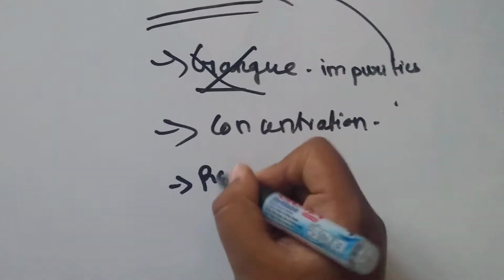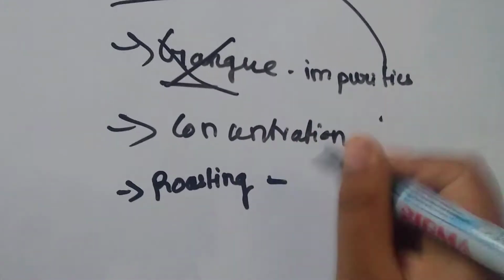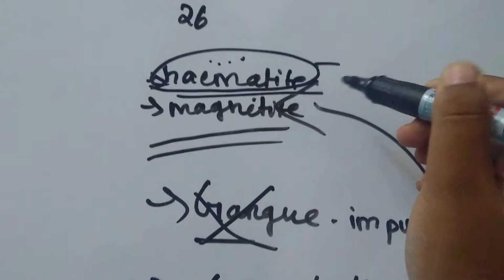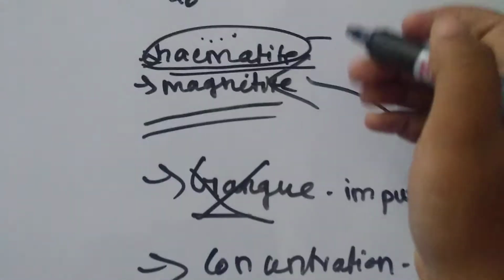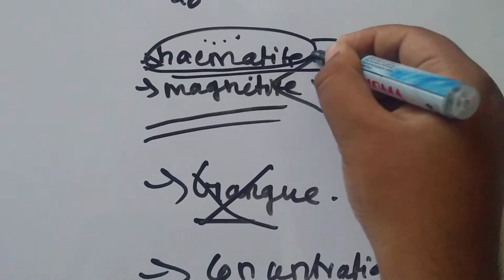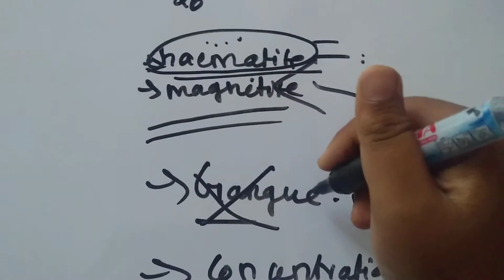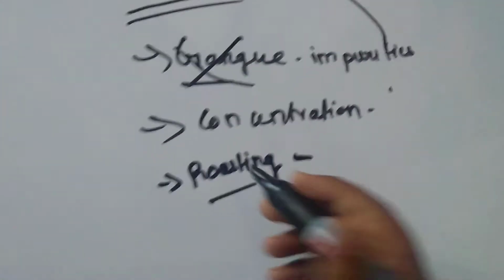And the next is roasting. The melting point of hematite ore is more than the melting point of the gong. So the hematite ore is heated where gong melts but hematite does not melt. That process is called roasting.